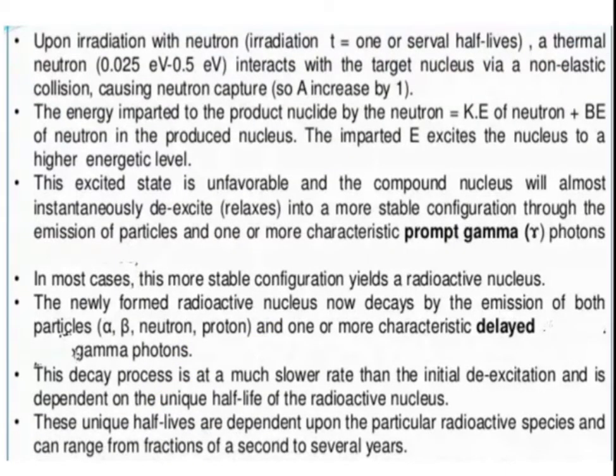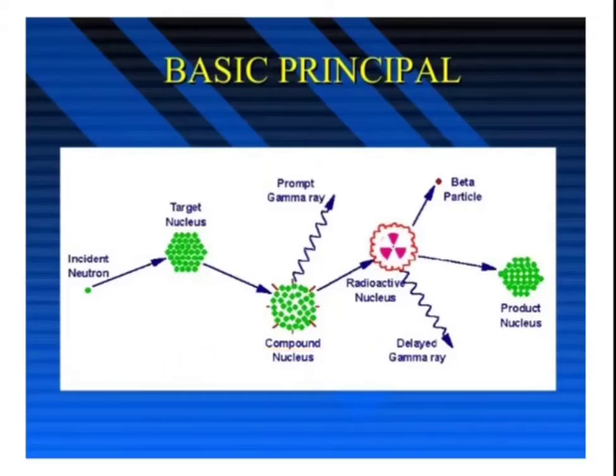Now, upon irradiation with neutrons, a thermal neutron whose energy is 0.025 electron volt to 0.5 electron volt will interact with the target nuclei via a non-elastic collision, causing neutron capture. In this diagram, you can see the target nuclei or the initial isotope which we have taken. Then on this target nuclei, when we bombard the neutron, there is a formation of a compound nuclei.